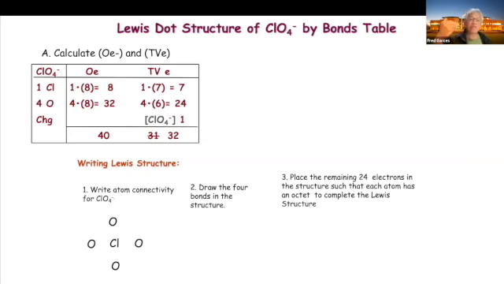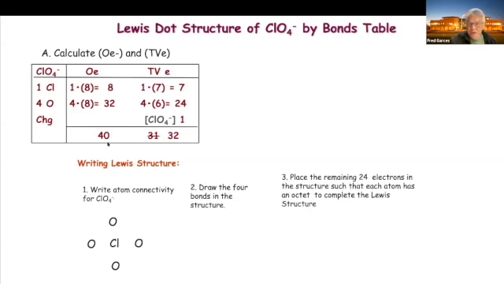If it's negative, then you add 1. If it's -2, you add 2. The negative tells you there's an extra electron in that structure. The positive would tell you you're missing 1 electron in that structure. But this is negative. So instead of 31, we write 32.